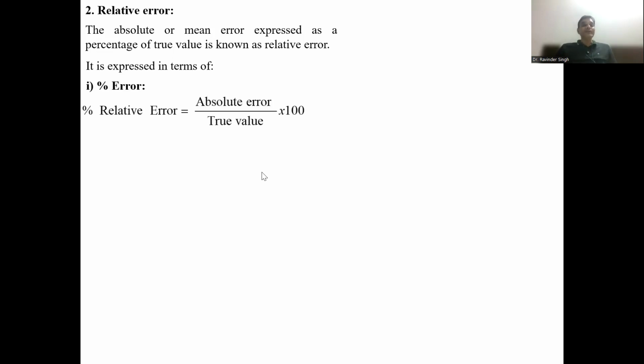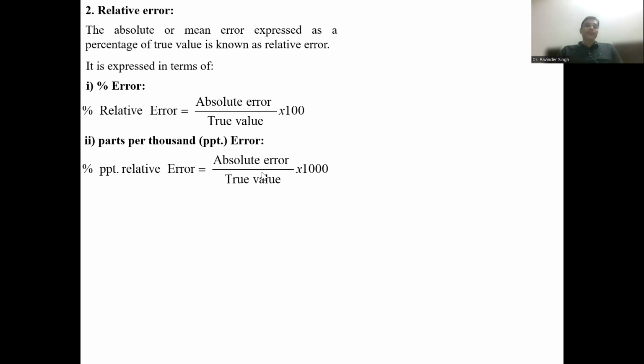Now what is the percentage error? The percentage relative error is the ratio of absolute error and the true value multiplied by 100. That is called the percentage error. The second one is the percentage PPT error, where we multiply by 1000 in place of the 100. In percentage PPT, relative error is the ratio of absolute error to the true value multiplied by 1000.